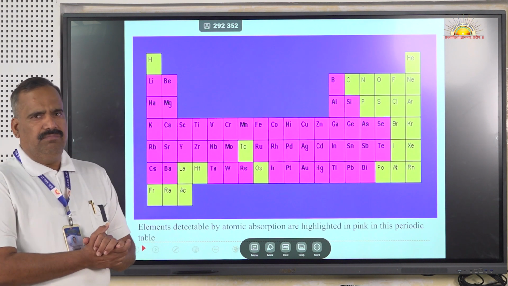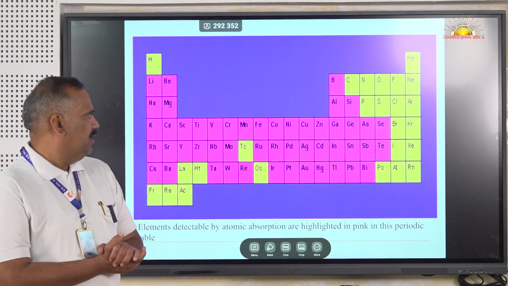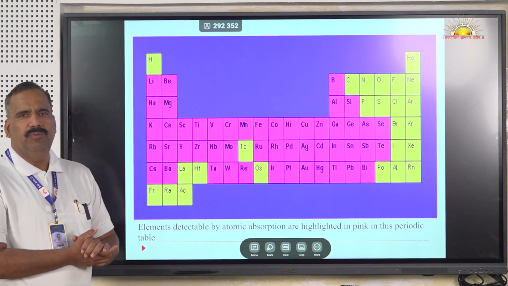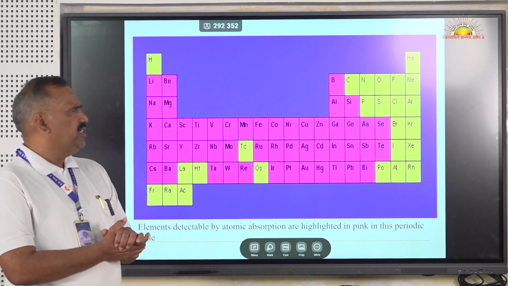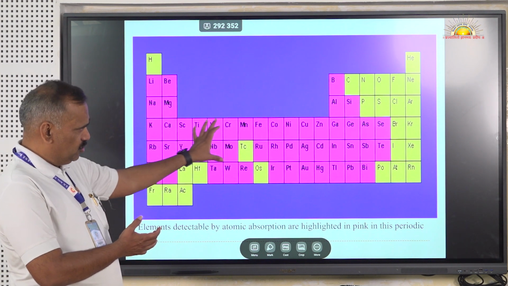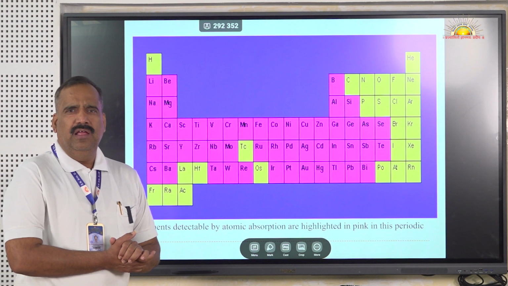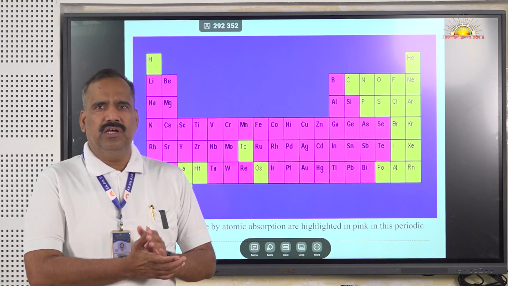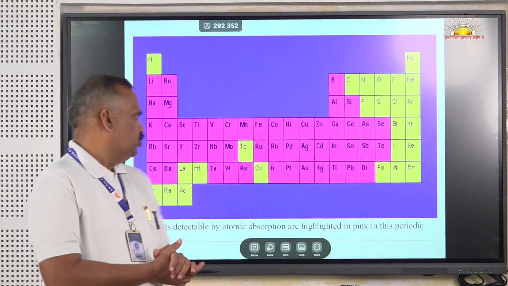This is the periodic table showing the s and p block elements as well as the d block elements. Among these elements, the ones I have shown in red and pink color are generally able to be detected by using atomic absorption spectroscopy.